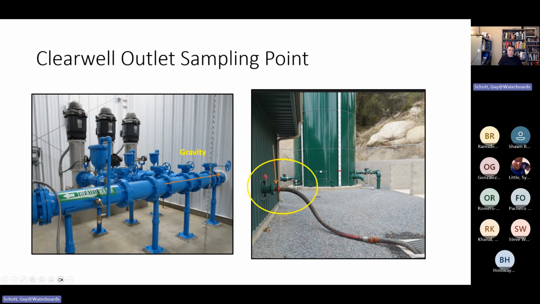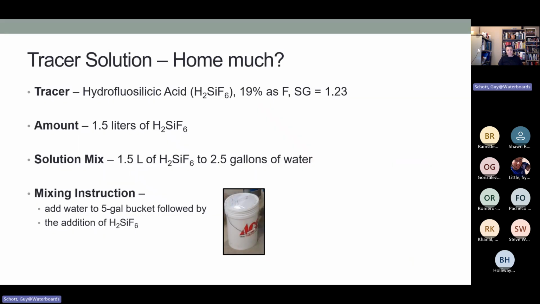So somebody will need to be here with the bucket, so when they're doing their sample, they'll just run it into a bucket so you don't get water all over the place, and then they can just take their sample from there into their sample bottle. All right. That'll work. Okay.